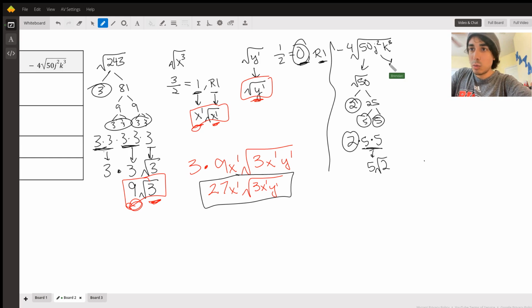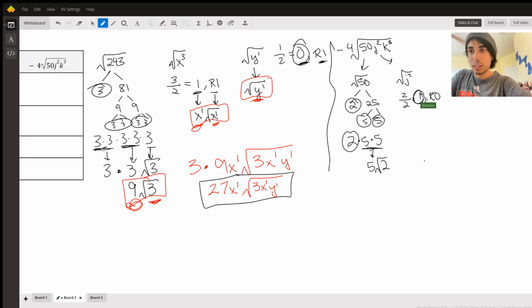Let's do the J squared. So we've got J squared. Remember, take the exponent, divide it by 2. So we're going to do 2 divided by 2 equals 1. And that's an even 1, right? 2 divided by 2 is just 1. No remainder on that, so a remainder of 0.